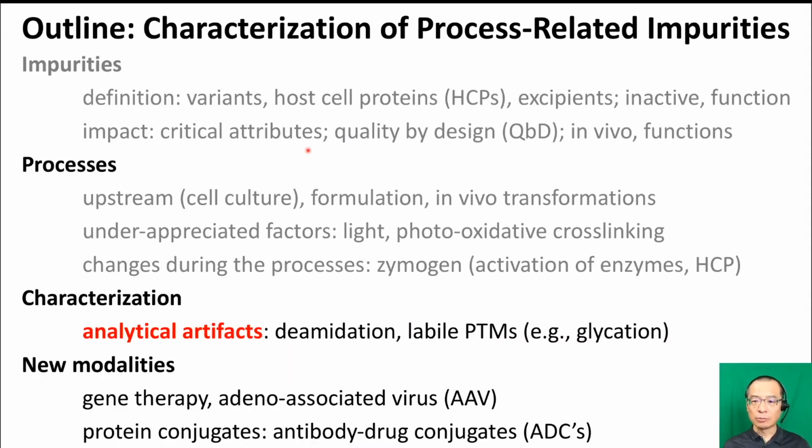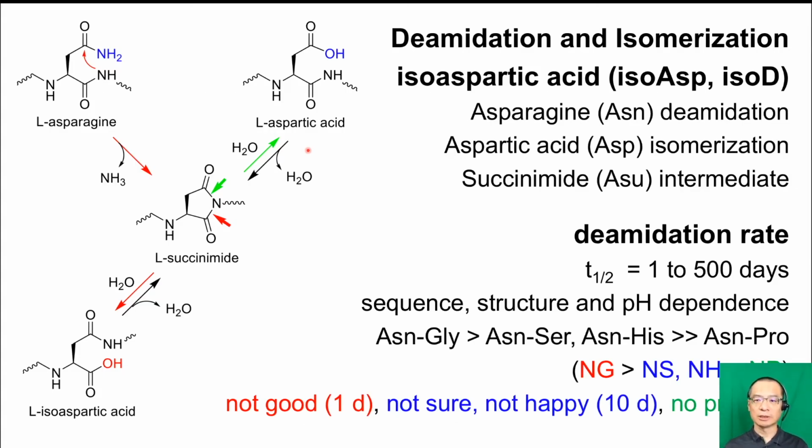Now I'm going to move to the second part of the talk, which is about analytical artifacts. This is, I think, an underappreciated phenomenon, especially associated with characterization of impurities. We use the example of deamidation to illustrate some of the points about analytical artifacts. Shown here is the transformation of deamidation, or succinimide formation, of aspartic acid to isoaspartic acid, as you know. What I want to emphasize here is that this is a spontaneous process.